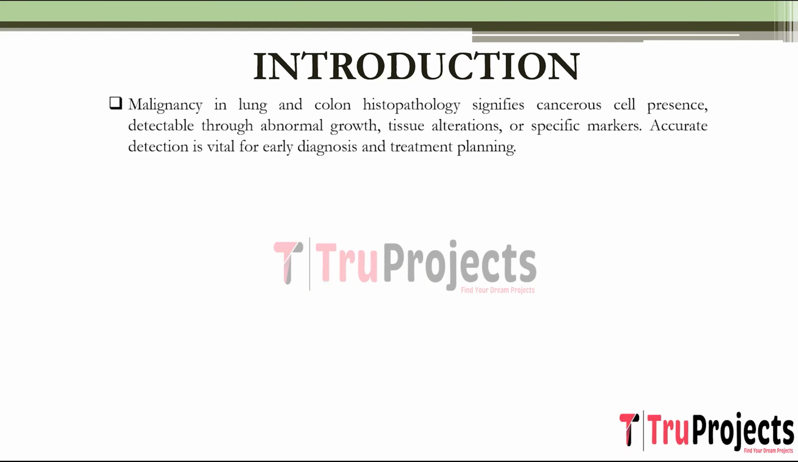Malignancy in lung and colon histopathology refers to the presence of cancerous cells or tissues in the examined samples. These malignancies can manifest as abnormal cell growth, tissue architecture alterations, or the presence of specific cellular markers indicative of cancer. Accurate detection of malignancies in lung and colon histopathology images is crucial for early diagnosis and effective treatment planning in patients with lung and colon cancers.